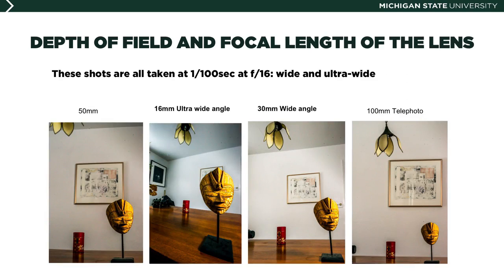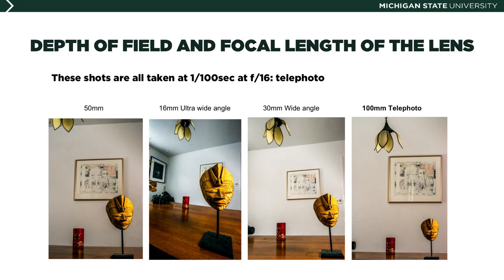As I said, lenses below roughly 50 millimeters, analog to normal human vision focal length, are called wide and ultra-wide angle lenses. They have a relatively broad depth of field. These shots are all taken at 1/100th of a second, and the f-stop is f16. Notice in the 16 millimeter lens panel and 30 millimeter panel how both depth of field and perspective are affected by the lens.